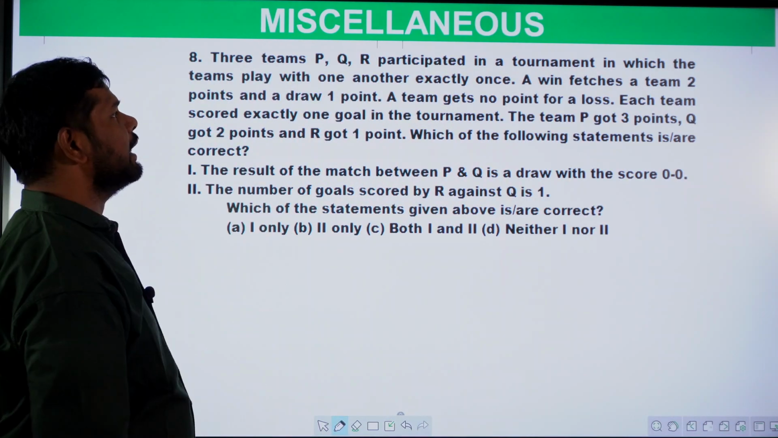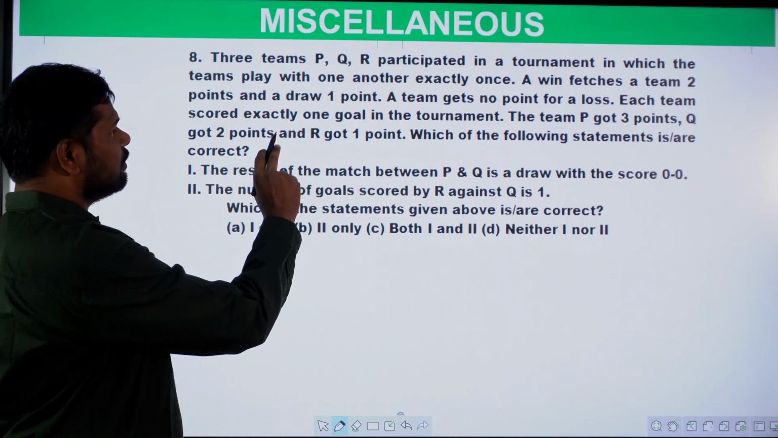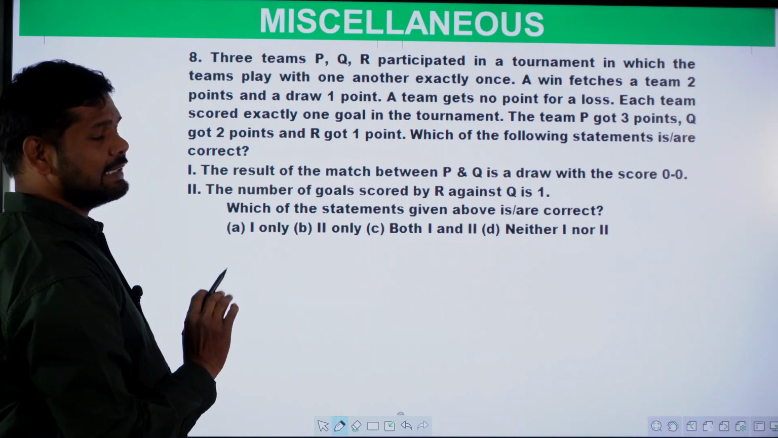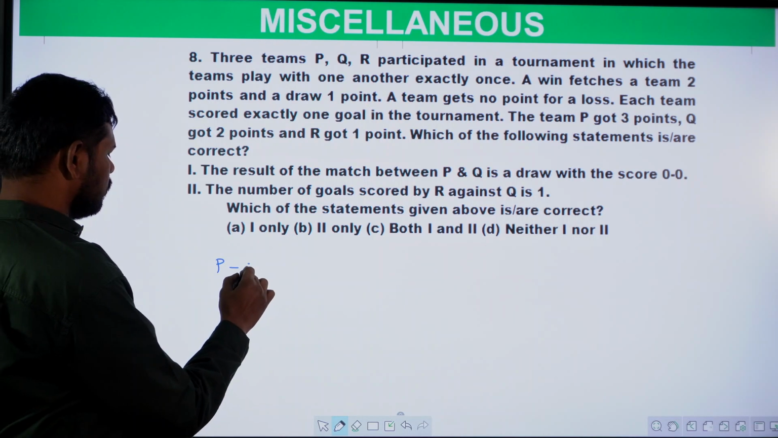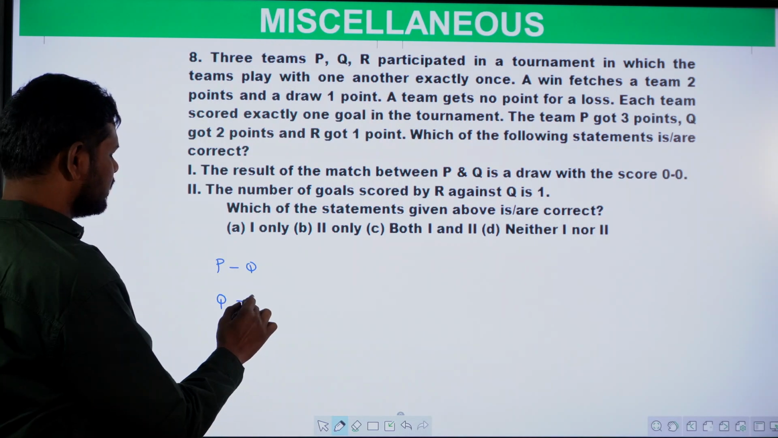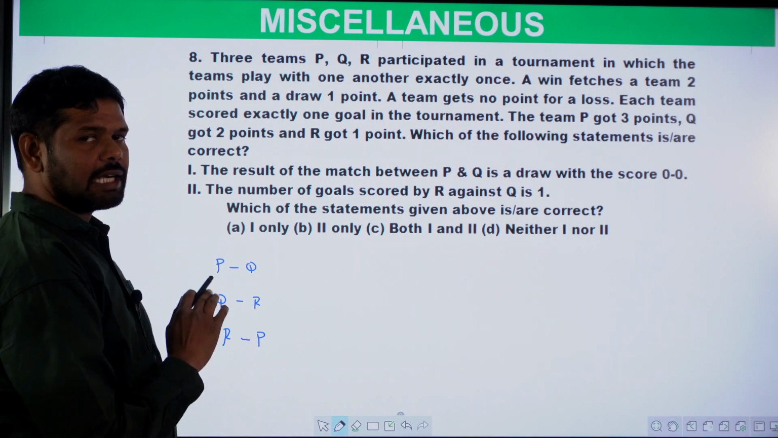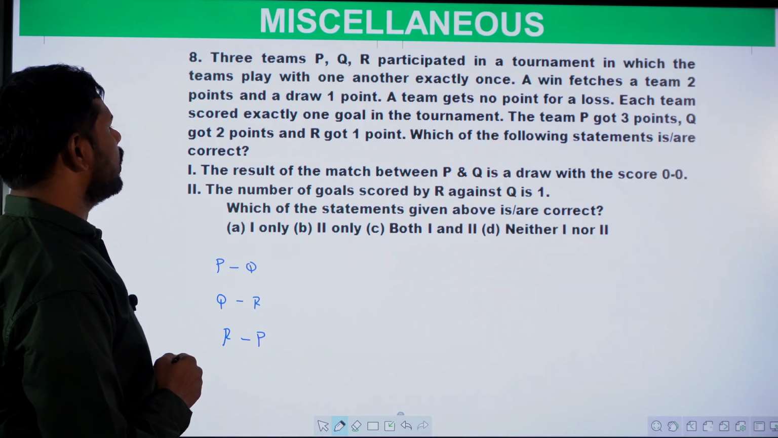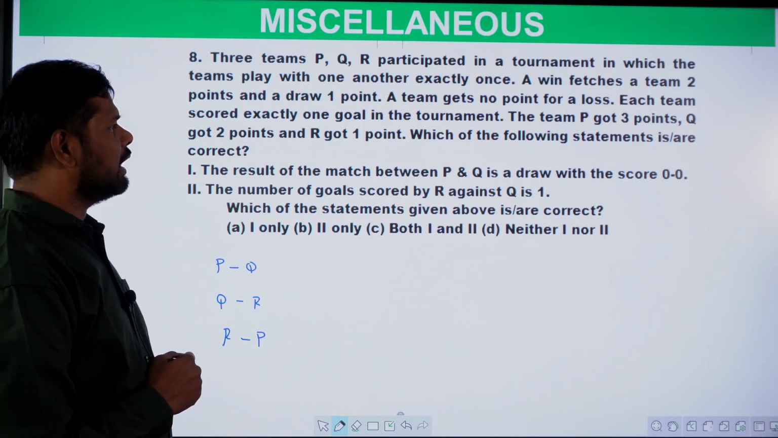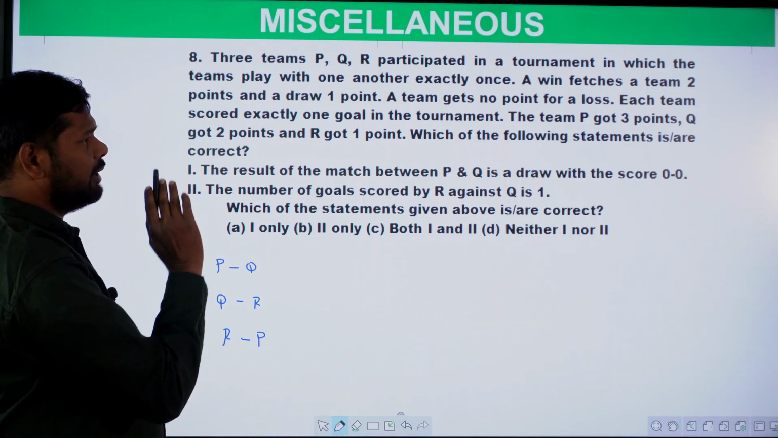Three teams P, Q, R participated in a tournament in which teams play with one another exactly once. So suppose P plays with Q one game, then Q plays with R one game, R plays with P one game, exactly one game with another. A win fetches a team 2 points and a draw 1 point. A team gets no point for a loss. Win means 2, loss means no point, draw means 1 point.